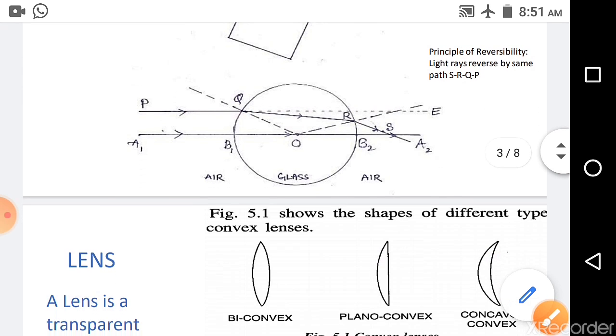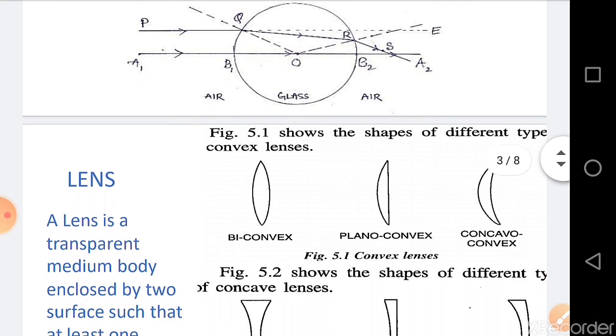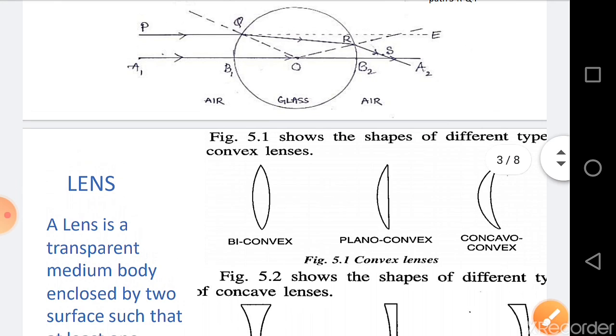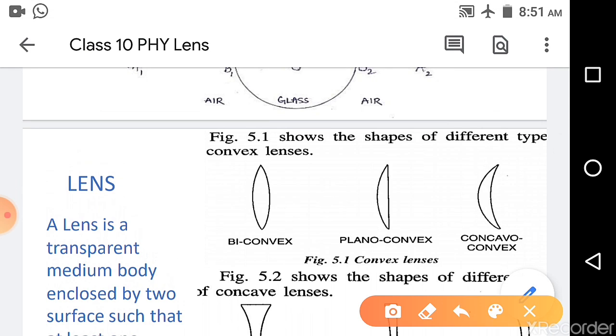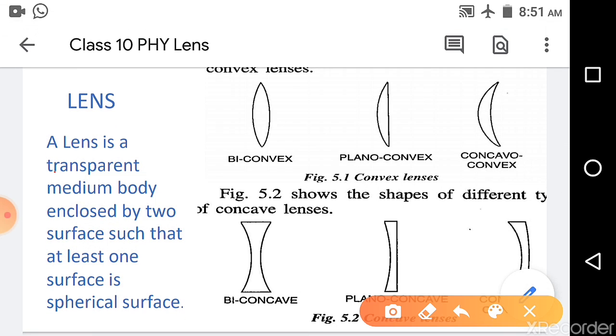So based on this, we will take the types of lens. See, the lens. What is a lens? This spherical ball is also considered as a lens. Okay, so first see the definition of lens. Lens is a transparent medium body enclosed by two surfaces such that at least one of the surfaces is a spherical surface. So see, inside this is glass. These are the lenses, and they are enclosed by two surfaces, and those two surfaces may be spherical surfaces.